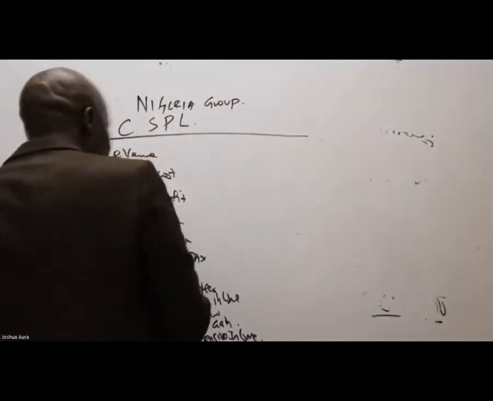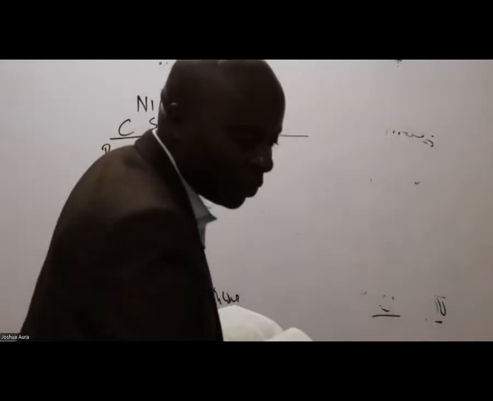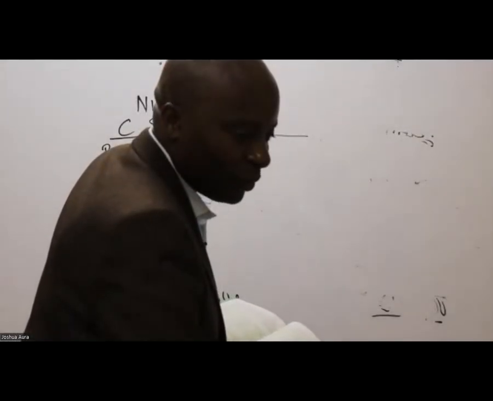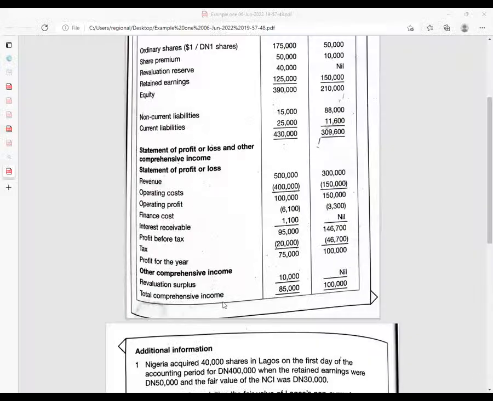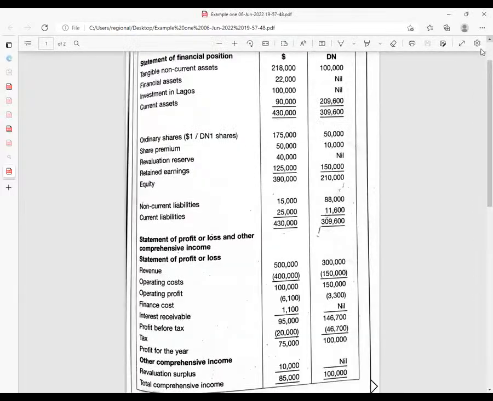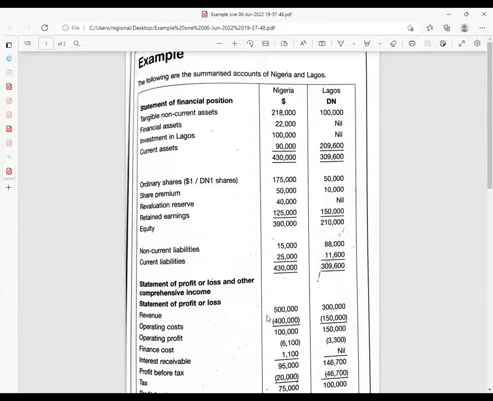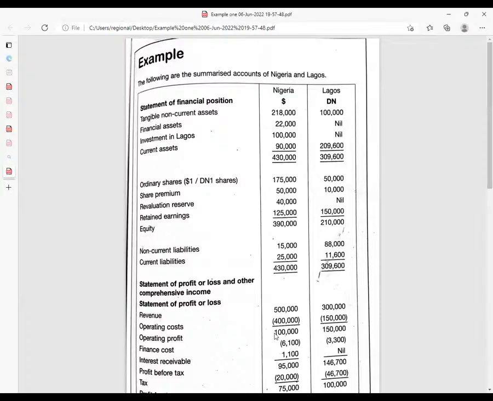So revenue, what do I do with revenue, free marks? Revenue, I'll pick 500,000 plus 300,000. Remember, this 300,000 is in DN, so I need to change this. How do I exchange this 300,000 to dollars? Which rate should I use?